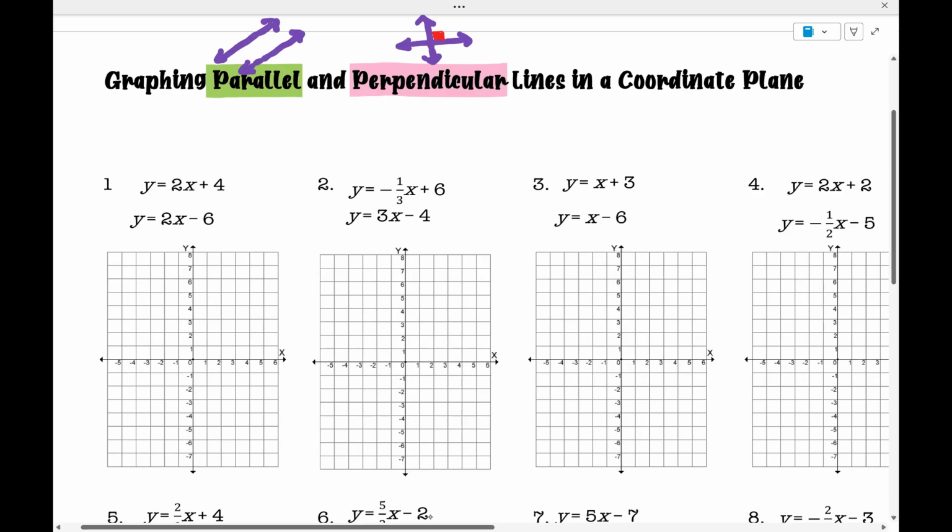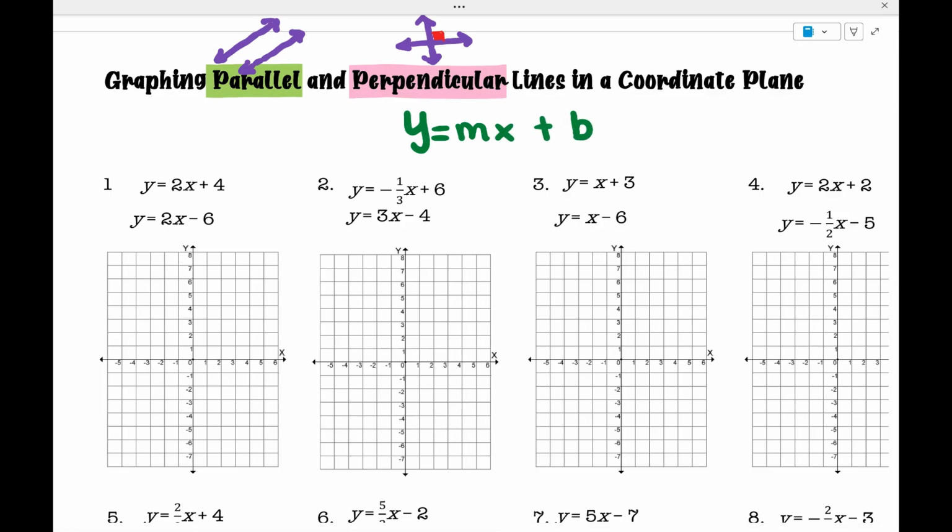So we're going to go ahead and look at these equations here, and we're going to graph them, and we're going to determine if these lines are parallel or perpendicular. And then you're going to notice a pattern on how to determine whether they're parallel or perpendicular without having to graph them.